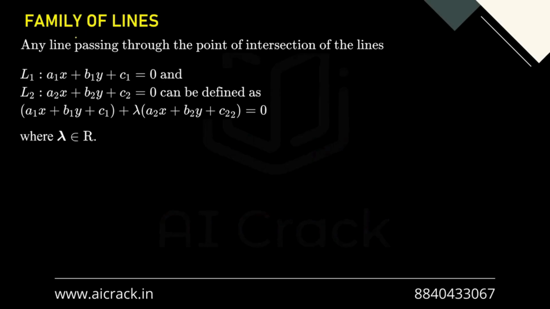Now let us talk about family of lines. Any line passing through the point of intersection of lines L1 and L2 can be written as a1x plus b1y plus c1 plus lambda times (a2x plus b2y plus c2) equals 0. This is just c2. So how can we say that if these two lines are there, then the third line can be written as this one, and that would also pass through the point of intersection of these two lines? So let's see how it goes.